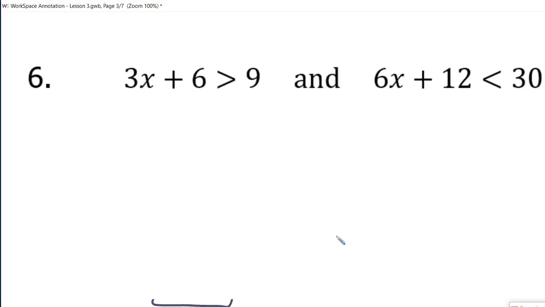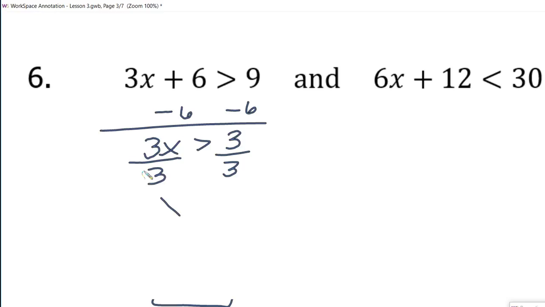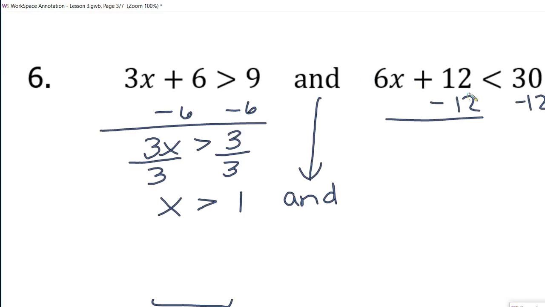Next one, number 6. Again, these are 2 separate inequalities, so we need to solve each of these. So for number 6, what would we do first? Subtract 6 to both sides. So that gives us 3x is greater than, what's 9 minus 6? 3. Divide both sides by 3, we get x is greater than 1. Drop down your word. So drop down the word and. Now solve the second one. What would be our first step for problem 2? Subtract 12 to both sides. So that gives us 6x is less than, what's 30 minus 12?